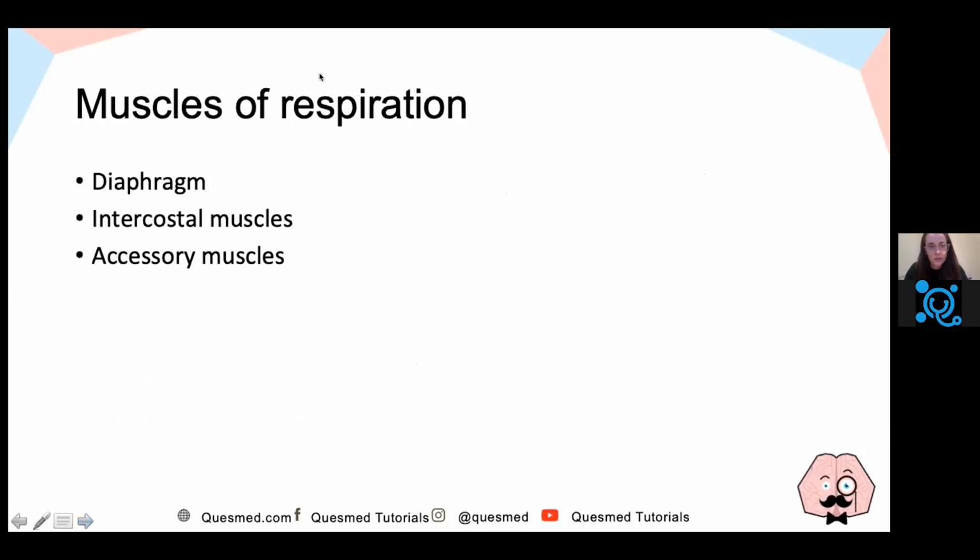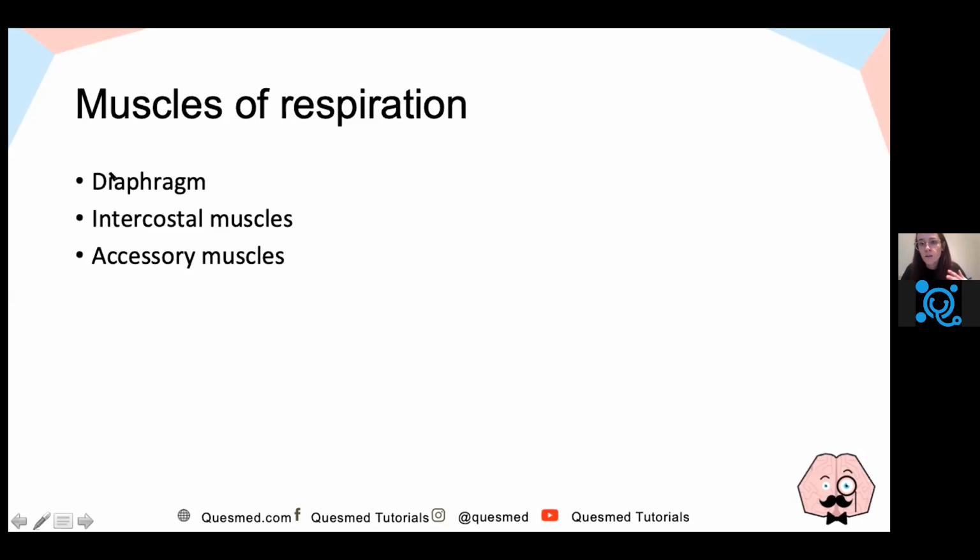Fantastic. So we've got our muscles of respiration. We've got different groups. So we've got the diaphragm, which is kind of the main muscle involved in respiration. That's our big dome-shaped muscle at the bottom of the lungs, and that helps pull the lungs down and reduce the intrathoracic pressure and draw air into the lungs.